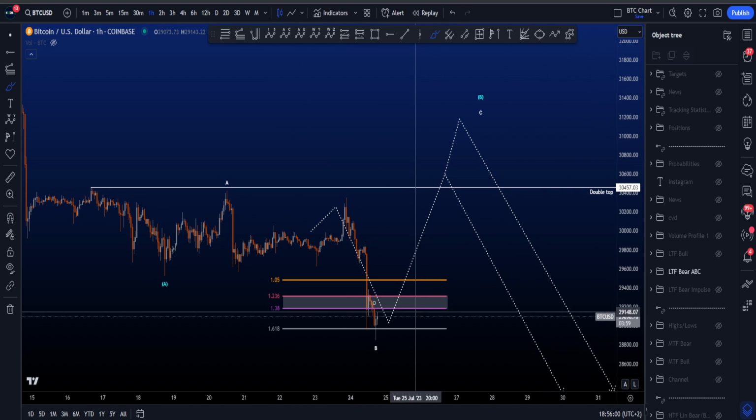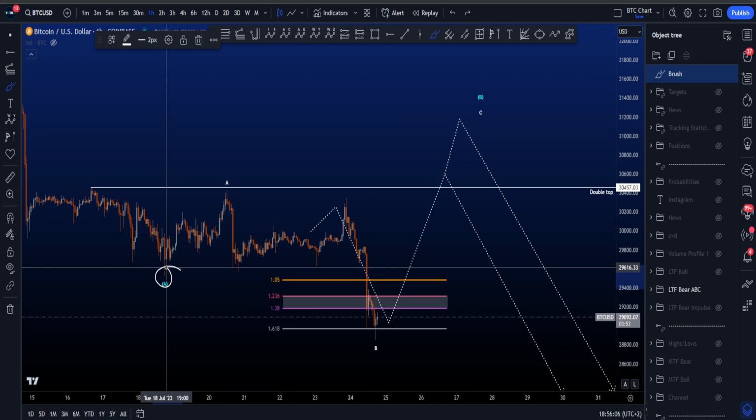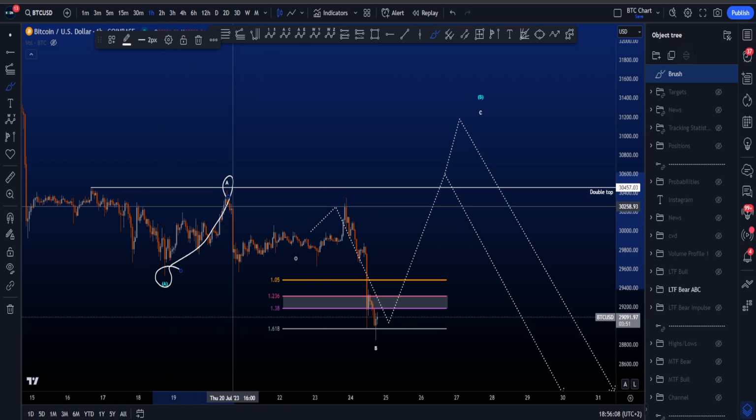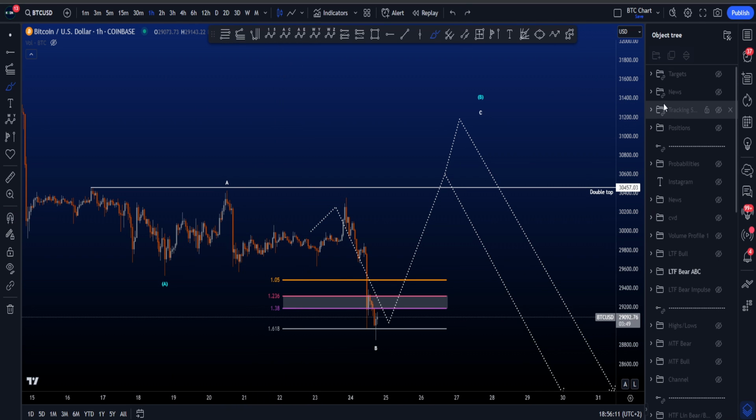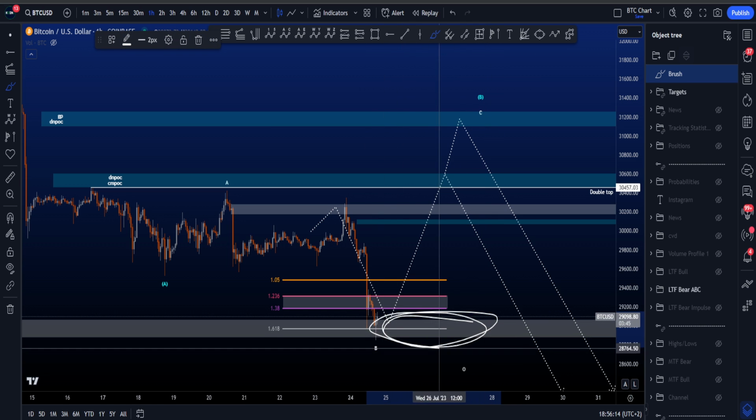Now you can see price has moved below, and a rare target for this wave B of an expanding flat pulled, by the way, from the low to the high of this white A is the 1.618, which is in confluence with the support area that we've been looking for around 29k.